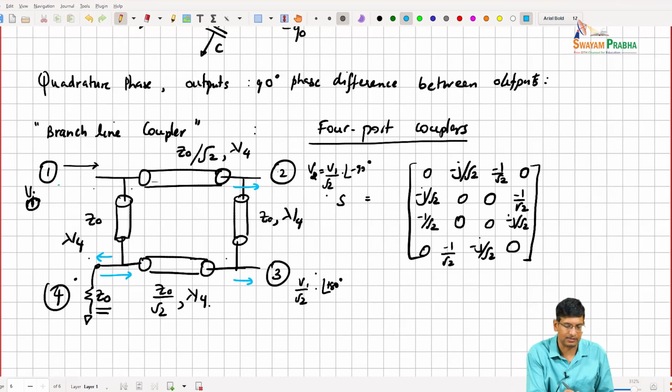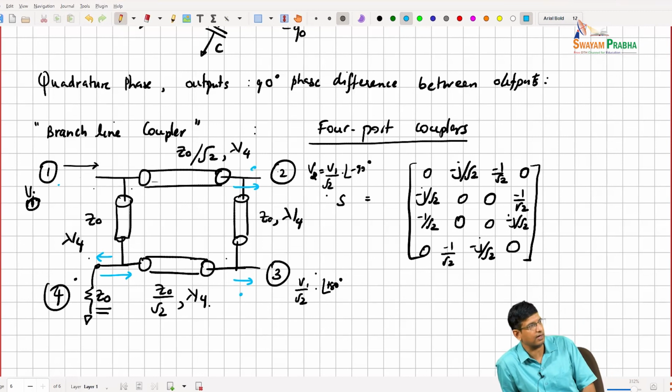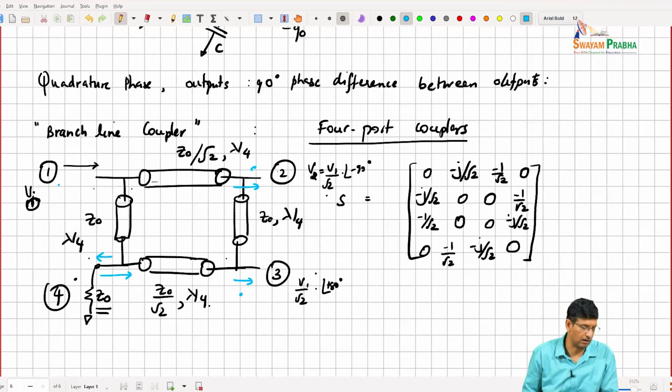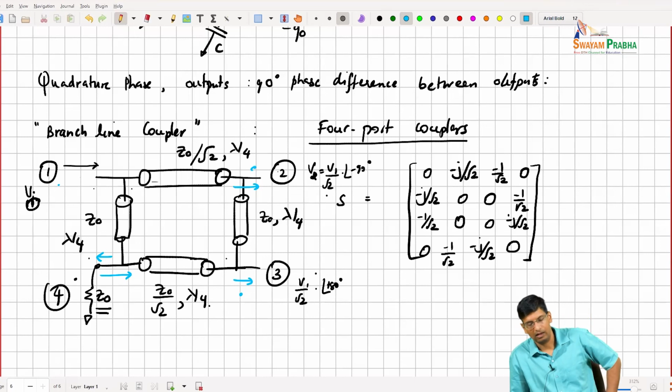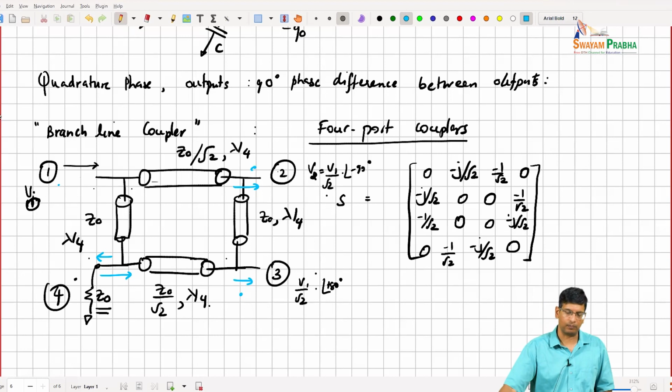So if I apply a certain power here, half the power will go here, and half the power will go here, right? And the phase difference between them will be 90 degrees. So I can get quadrature phase using this particular coupler. Again, quite a popular coupler.